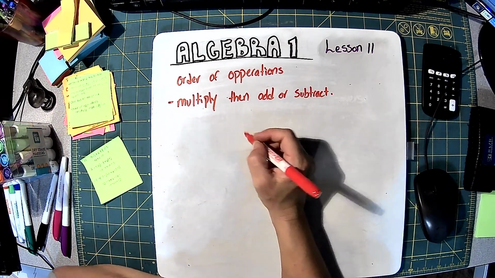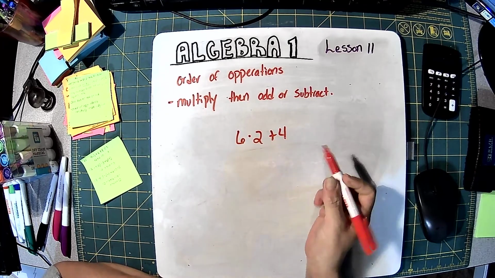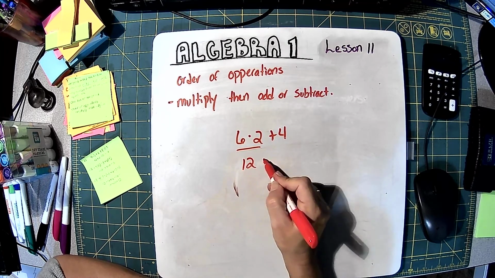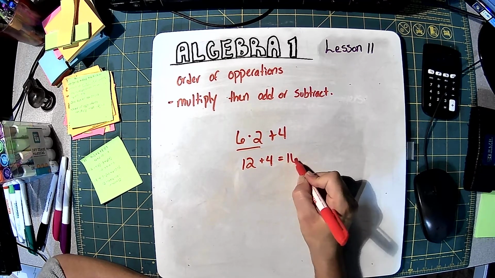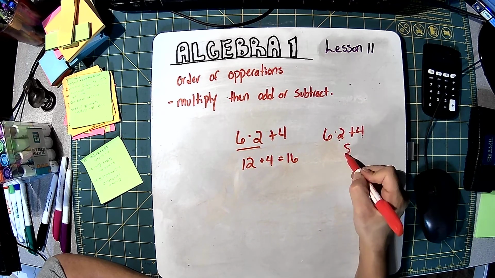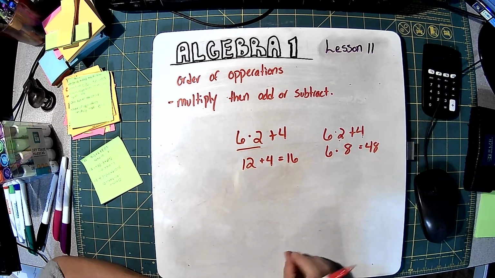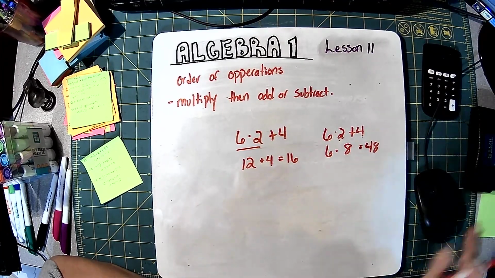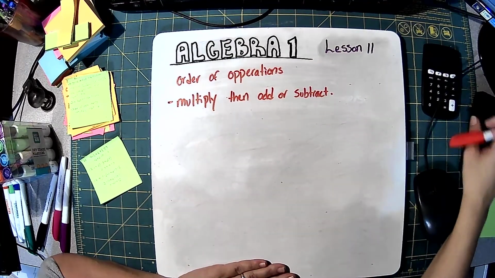So if we had, let's say, 6 times 2 plus 4. If we did 6 times 2 first, and we got 12, and then we add 4, we get 16. But if we did it the other way, if we said 2 plus 4, we would get 6, and then 6 times 6 would be 36. You see how the answer is extremely different. So we have to have a standard way that everybody does it. So they came up with order of operations. So you're always going to multiply first, then add. I'll do some examples.